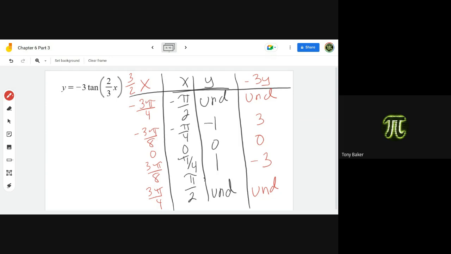Okay. All right, make sure you have those numbers down. Yeah, tangent's the weird one because it repeats every pi instead of every 2 pi. Good question, though. And the amplitude for tangent doesn't exist because it goes from negative infinity to positive infinity.